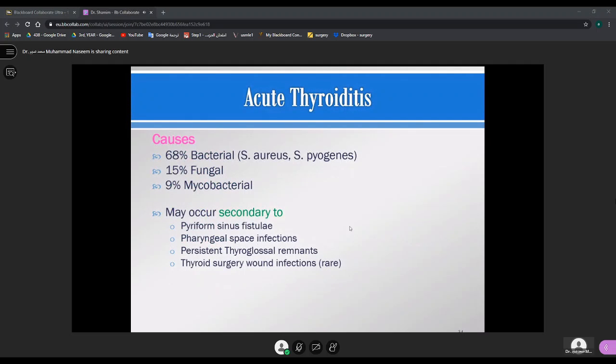Acute thyroiditis causes include bacterial infection in 68% of cases, maybe due to Staph aureus or Streptococcus pyogenes, 15% due to fungus, or 9% due to mycobacterium. This may occur secondary to pyriform sinus fistula, pharyngeal space infections, persistent thyroglossal remnant, or infection of surgical wound after thyroid surgery.